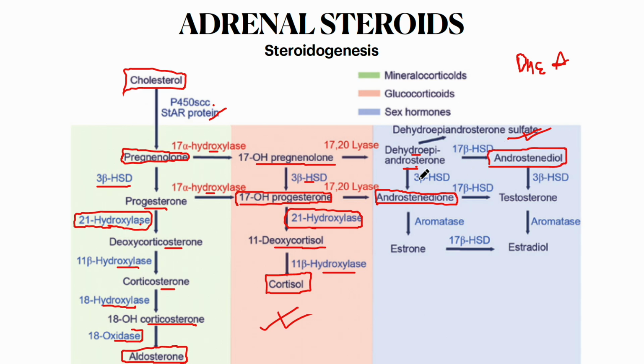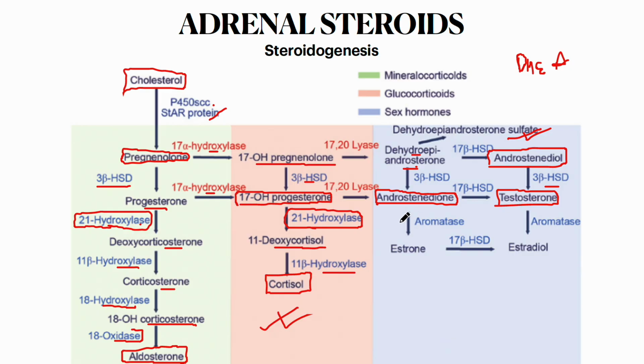right? In the presence of 17 beta HSD, dehydroepiandrosterone will get converted into androstenediol, and in the presence of 3 beta HSD, it will form testosterone. So our goal is to form testosterone, right? So in the presence of 17 beta HSD2, androstenedione gets converted to testosterone.